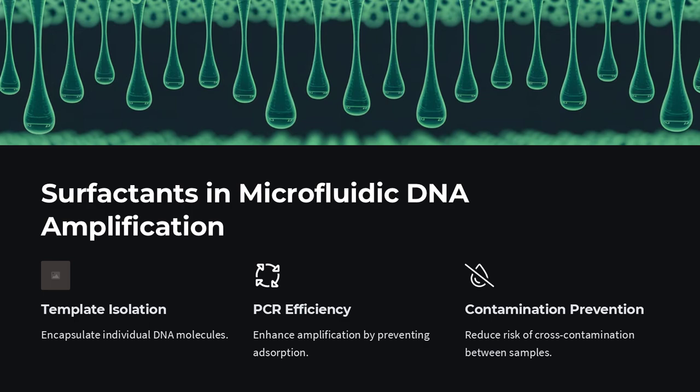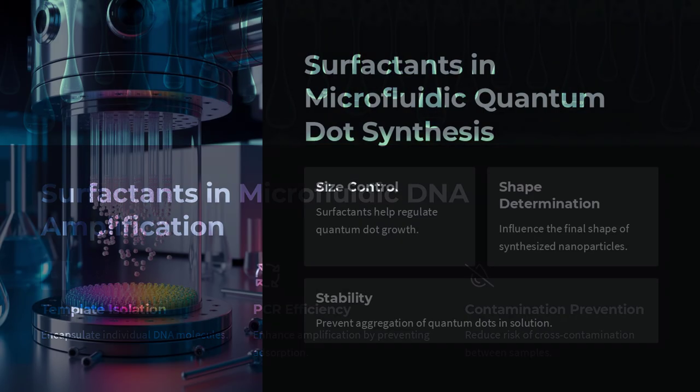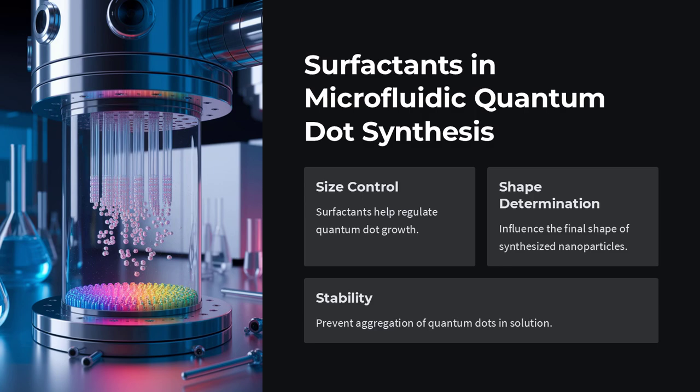Consider a diagnostic test designed to detect a rare genetic mutation. The reliability of such a test hinges on the uniformity of the droplets, which is achieved through careful surfactant selection and optimization. When one might ask whether advancements in surfactant technology could further improve diagnostic accuracy, the answer is affirmative. Ongoing research into smart surfactants, molecules that can adjust their properties in response to environmental cues, holds the promise of even more robust and adaptable diagnostic platforms.